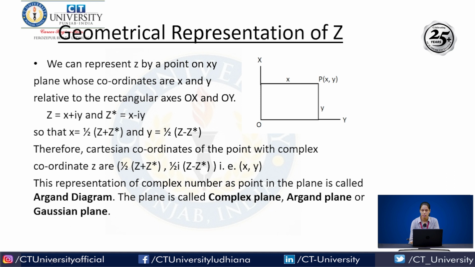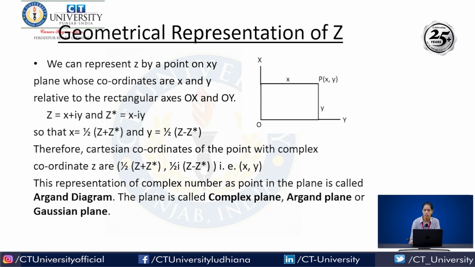So if my z is a point P(x, y), then I can write it as z equals x plus iota y, or P(x, y) also, because it is the rectangular form of z. Now my z conjugate becomes x minus iota y. So my x, the real part, may be written as half of z plus z conjugate, and y, my imaginary part, will be written as half of iota z minus z conjugate.